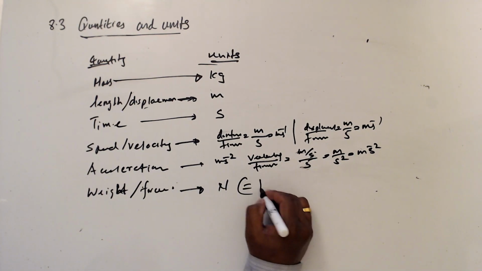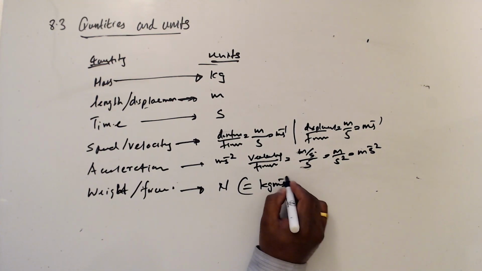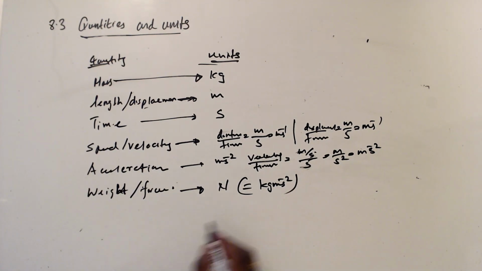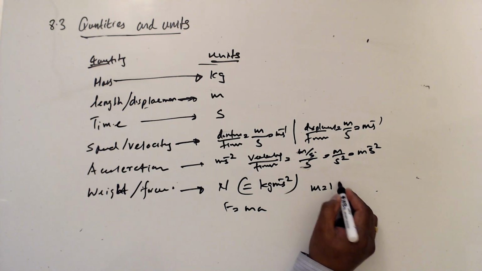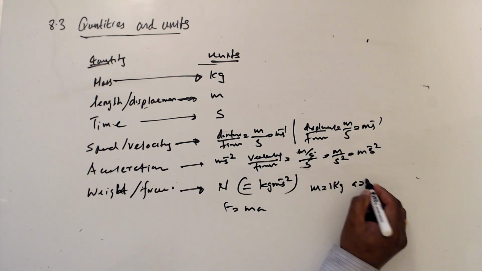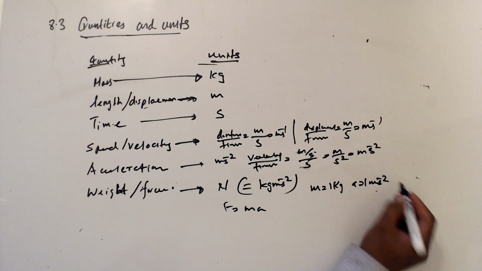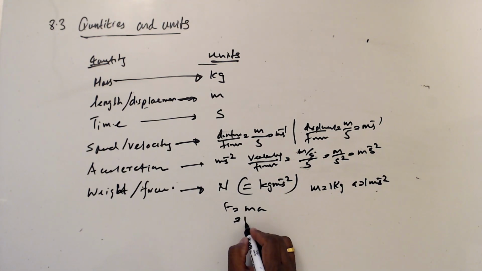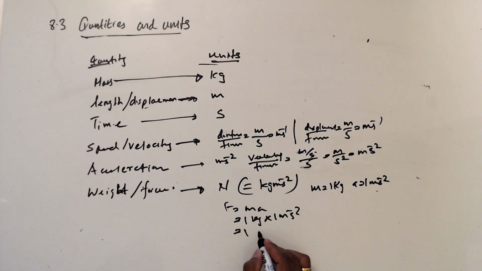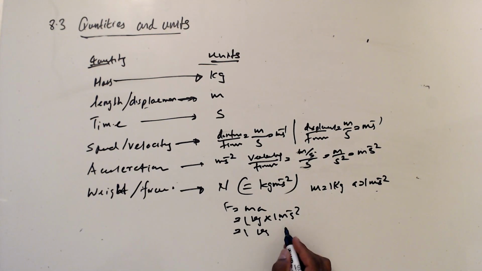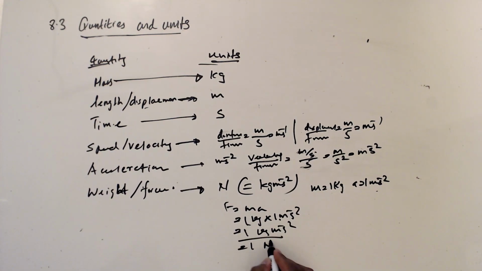This is equal to kg m s^-2. You can remember, if we take F equal ma, with m equal 1 kg and a equal 1 m s^-2, then 1 kg times 1 m s^-2 is 1 kg m s^-2. This is 1 Newton. Let's discuss exercise 8c now.